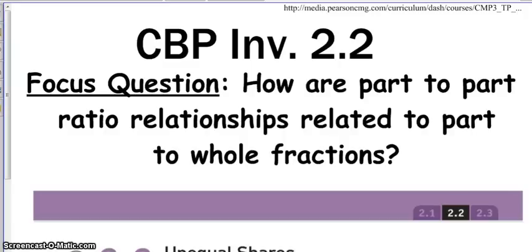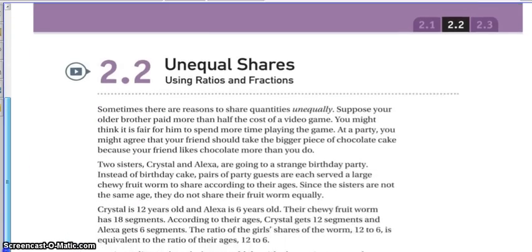All right, today's video and lesson is on how part-to-part ratios are related to part-to-whole fractions. Basically, we're going to be using rates and ratios to compare things, and we're going to talk about the relationships between them. Yesterday we were sharing something equally. Today we're going to be talking about how we can share things unequally.